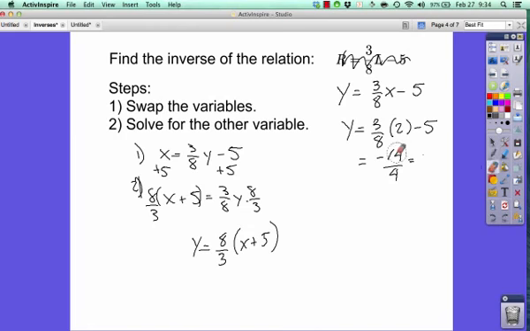Oh, yeah, you're right. 3 over 4 minus 20 over 4. Yeah, not 6 over, okay. 3 over 4 minus 20 over 4 is negative 17 fourths. Thank you. Better? Yeah. Good.